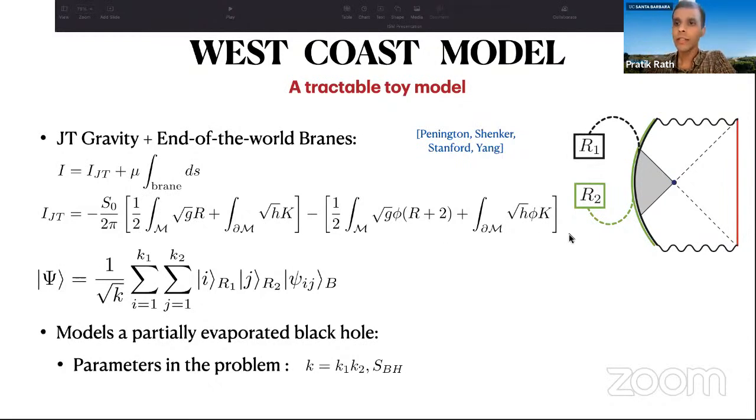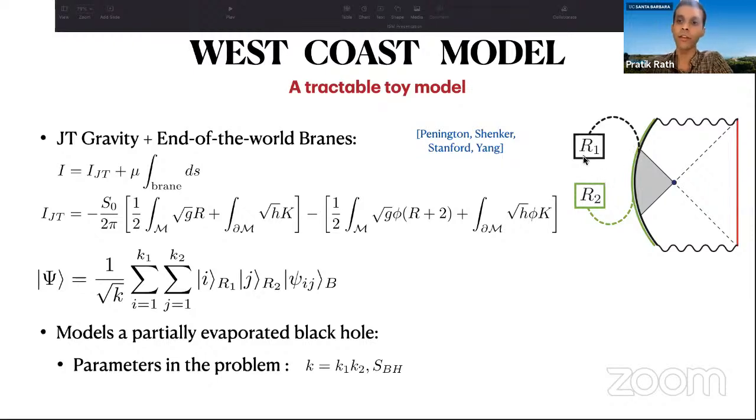And the Lorentzian solutions to this action look like the following. One has a 2D black hole with some horizon and these end-of-the-world branes. The end-of-the-world branes are chosen to have some flavor indices that live on the brane. It's some sort of global symmetry. And we choose to entangle these flavor indices with some auxiliary radiation system.